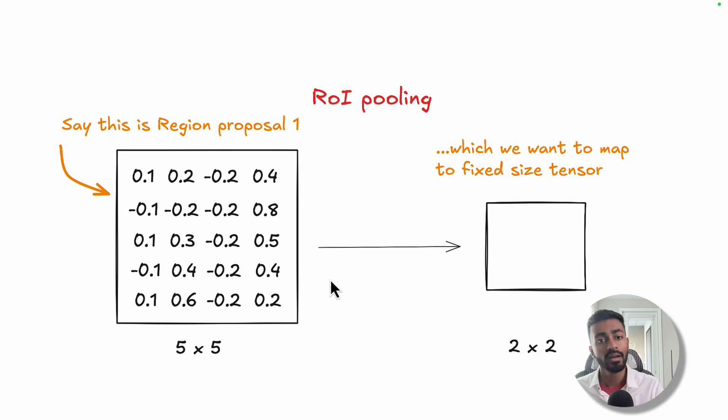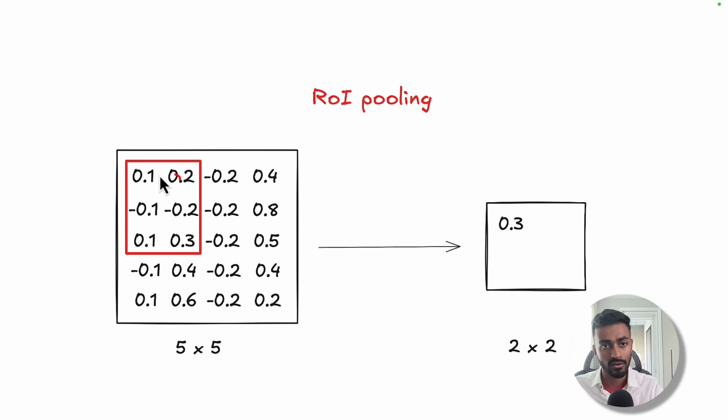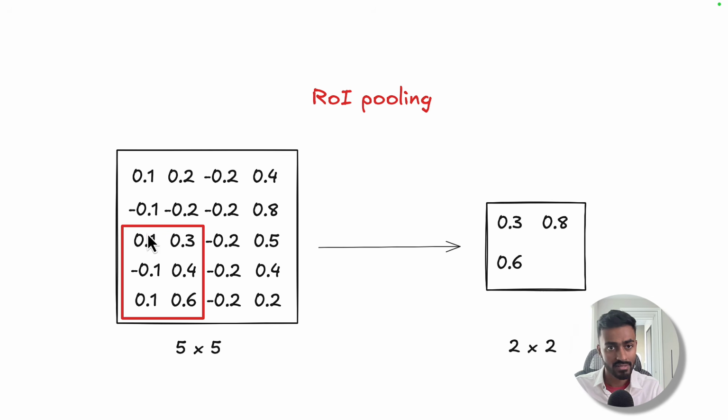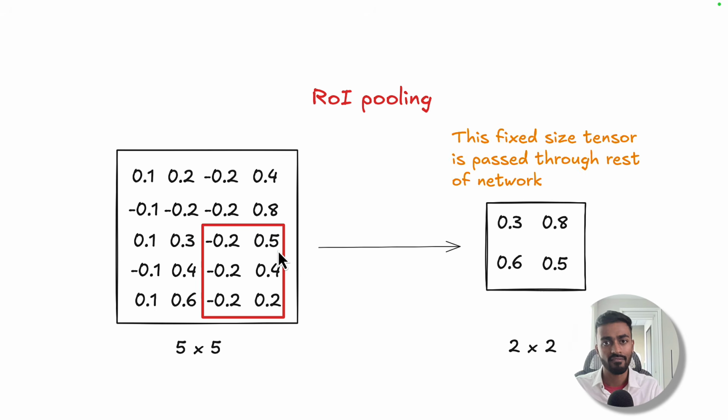And so what we need to do is bin this entire 5x5 input into 2x2 bins and perform max pooling. So let's say one of the bins looks like this. Within this, we are going to perform max pooling. The maximum is 0.3, and hence we write it out. The second bin is this, where we write out 0.8, output of max pooling. The third bin could be this, where the output is 0.6, and the fourth bin is this, where the maximum is 0.5. And hence, this is a fixed size tensor that we can then pass through the feed forward layers of the network. So this is one example.